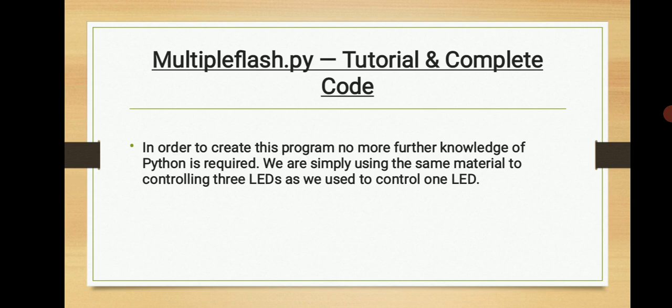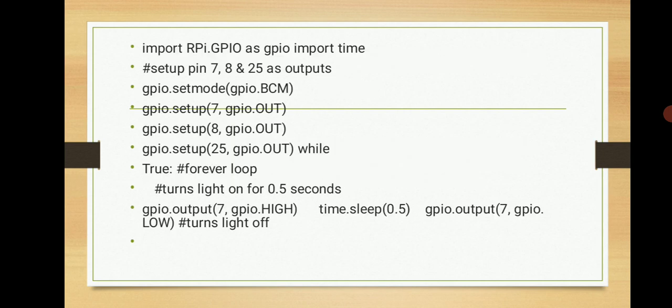Next is the multi-flash.py tutorial and complete code. In order to create this program, no further knowledge of Python is required. We are simply using the same material to control 3 LEDs as we used to control 1 LED. This program is import RPi.GPIO as GPIO, import time.